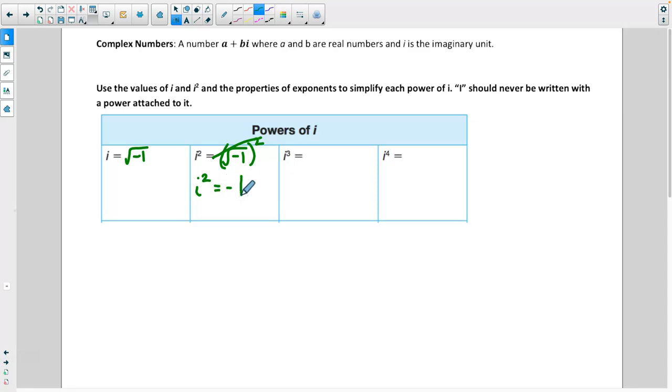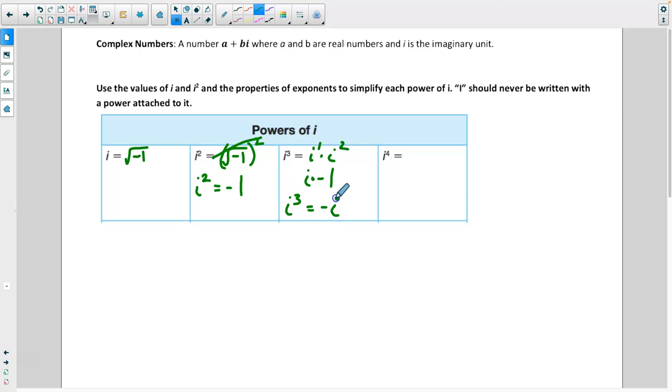So notice the flip-flopping that's going on here. Then we get i cubed. Now I'm going to go with your exponent properties. Your exponent properties tell you that you have i to the first times i squared. We know what i to the first is, and we know what i squared is. I'm going to leave i there, but i squared I know is -1. So what's i times -1? Negative i. So I get i cubed equals -i.